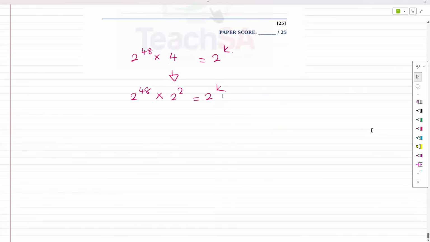Now, because all are 2's, it's quite simple to deal with. This is algebra law 1. So that's 2 to the 48 plus 2, which is 50, equals 2 to the k. And imagine all this nonsense, k just equals 50, and we're done. And that's all there is to this question.